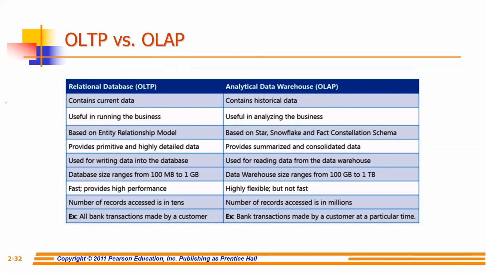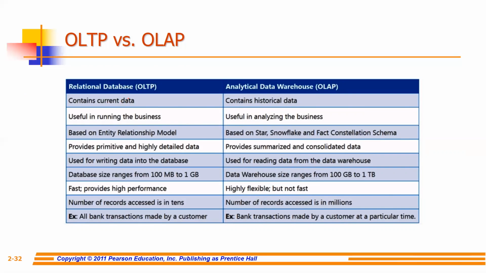OLTP system and analytic processing system. The analytic data warehouse is an objective of OLAP, while relational databases or transactional systems are part of OLTP. The OLTP contains the most current data. Users' transactions are stored in the OLTP system. OLTP systems are useful in running the business. Immediate data is stored in the OLTP system.